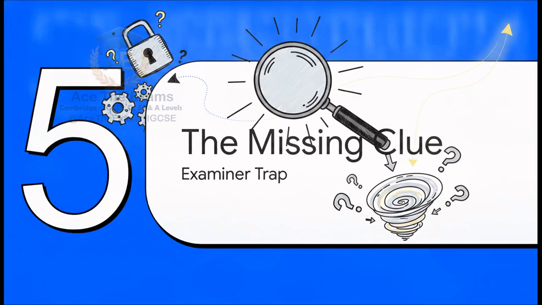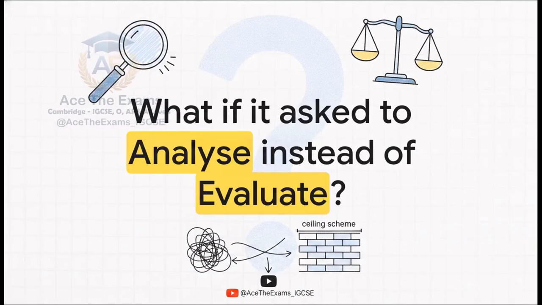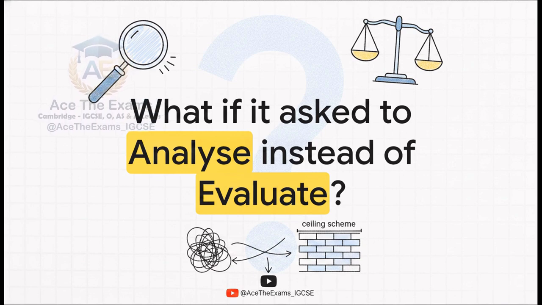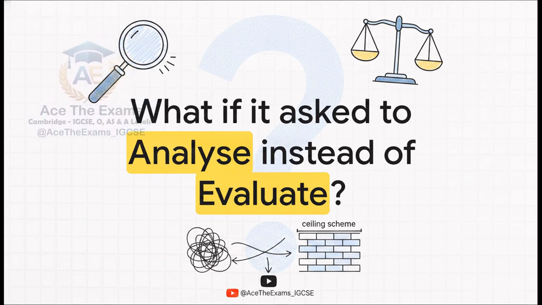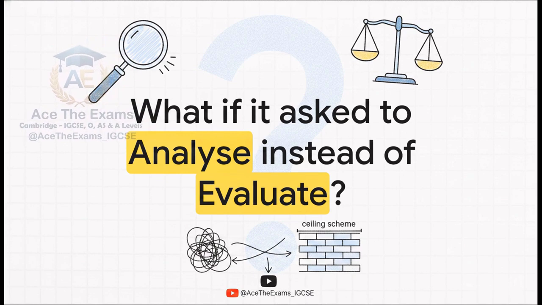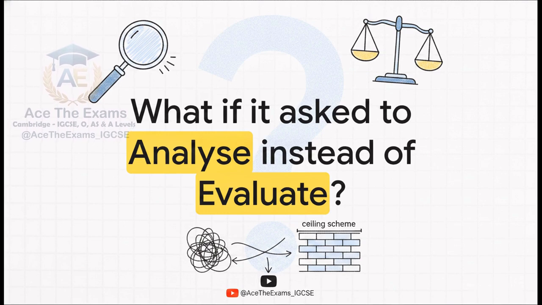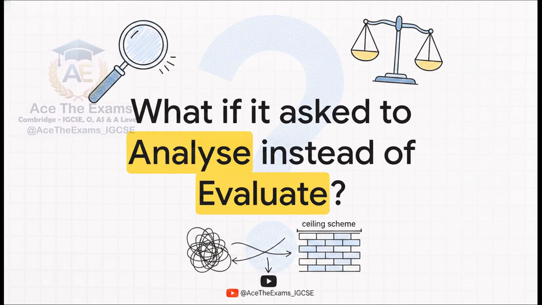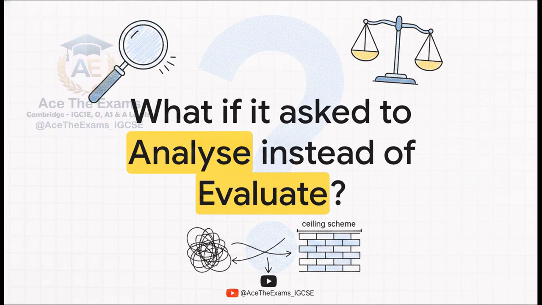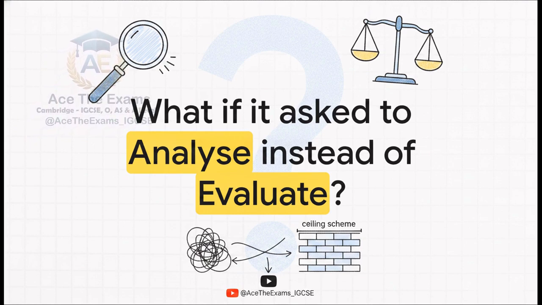And that brings us to the missing examiner clue. All right, assuming you've got the PEEL framework locked in, you are now equipped to handle 90% of evaluation questions flawlessly. But there is one final, critical trap. Everything we just did was to evaluate. What if the command word on your exam paper asked you to analyze instead? If you write a PEEL evaluation for an analysis question, your perfectly structured answer will hit a hard ceiling on the mark scheme. Command words are the invisible strings controlling your grade.